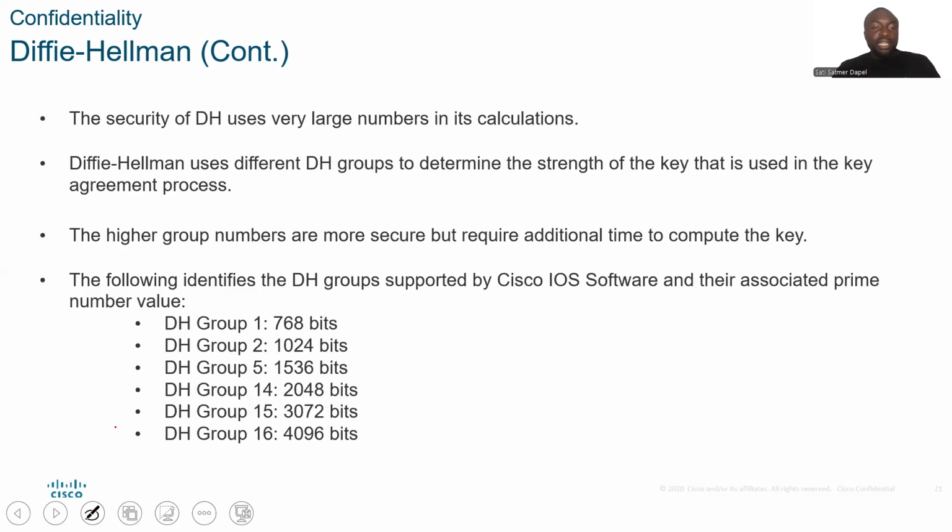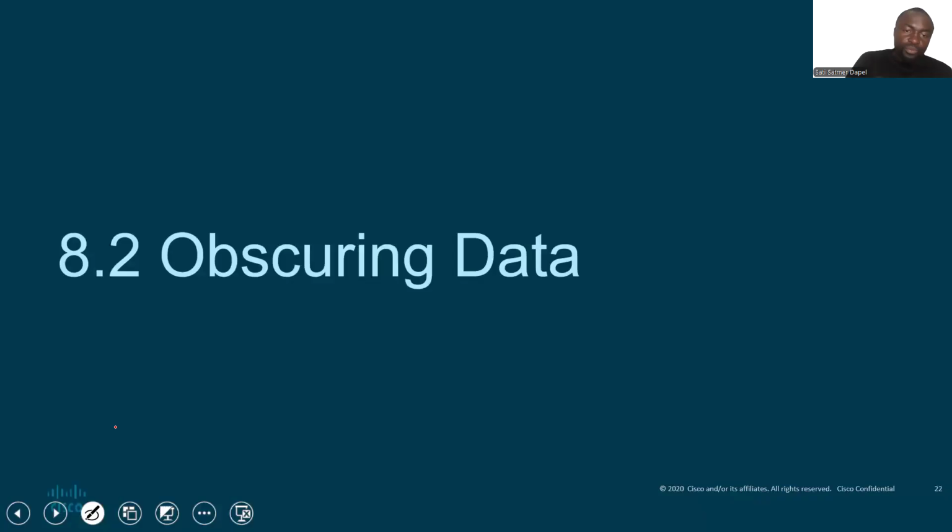So the security of Diffie-Hellman uses very large numbers in its calculations. The higher group numbers are more secure, but require additional time to compute the key. The following identifies the Diffie-Hellman groups supported by Cisco IOS software and their associated prime number values. Okay?